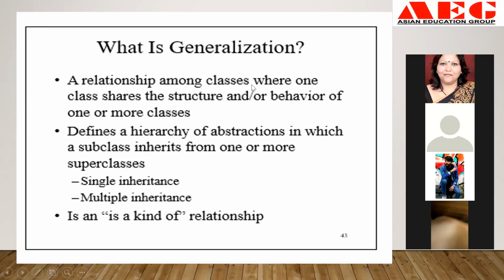A relationship among classes where one class shares the structure and/or behavior of one or more classes defines a hierarchy of abstraction in which a subclass inherits from one or more superclasses. Single inheritance and multiple inheritance is a kind of relationship.